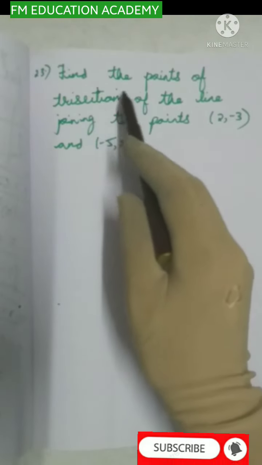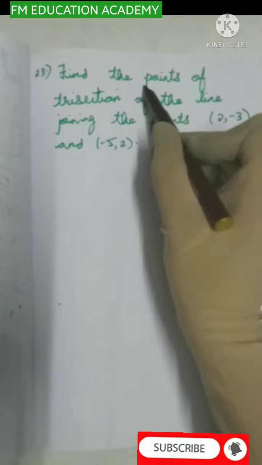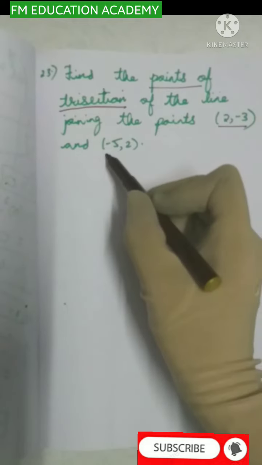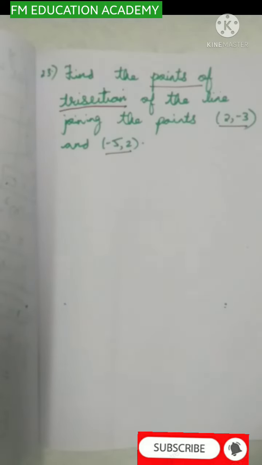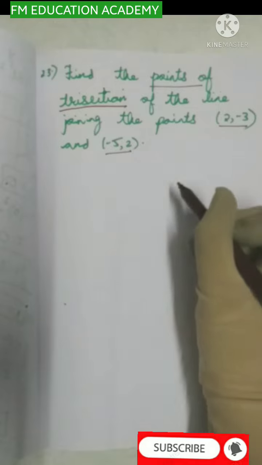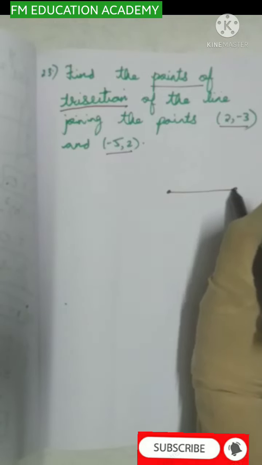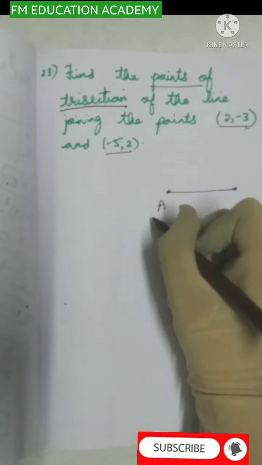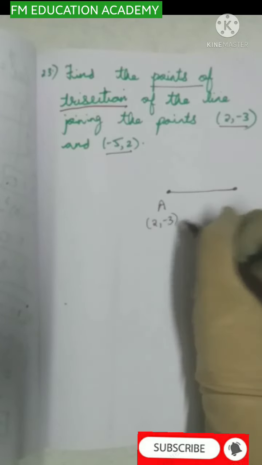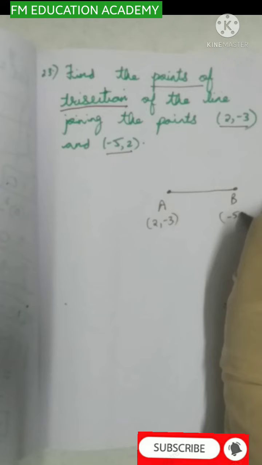23rd question, find the points of trisection of the line. Points of trisection means 3 points you have to find out which are there on the line, and the points are given as 2 comma minus 3 and minus 5 comma 2. So there is a line having points A, let it be 2 comma minus 3, and B, let it be minus 5 comma 2.